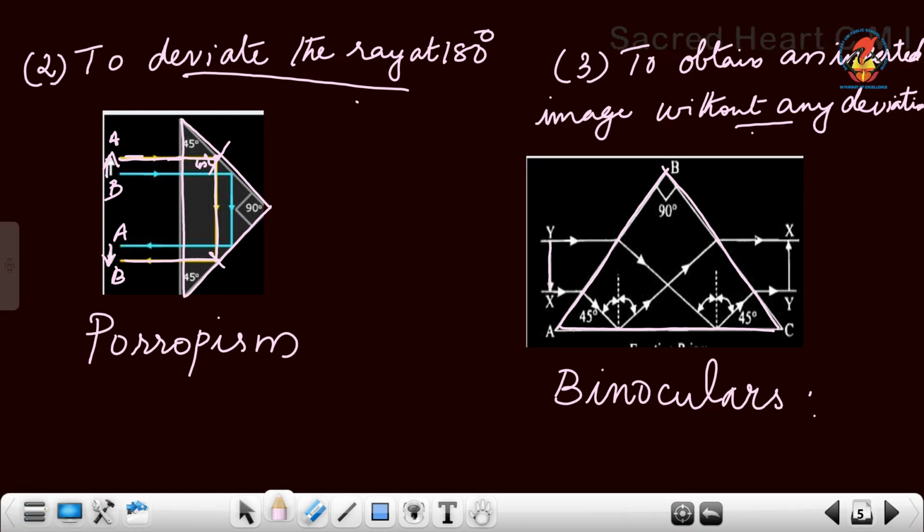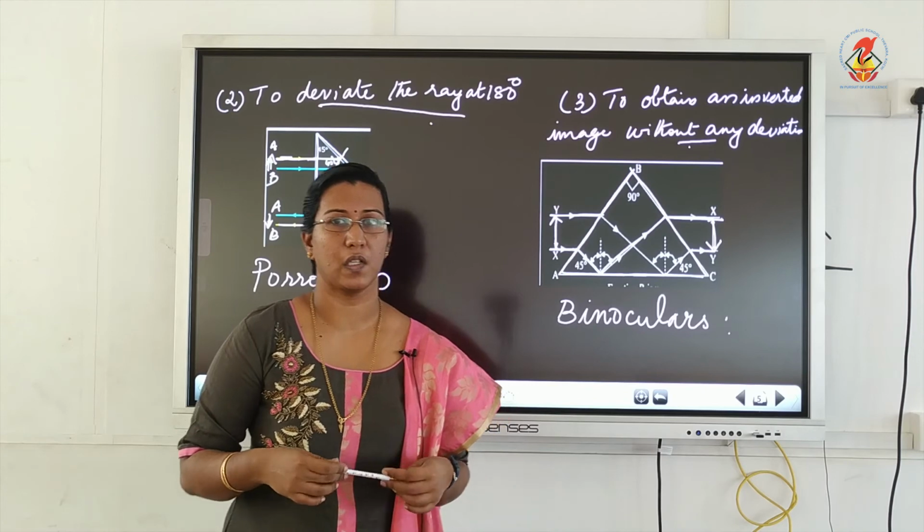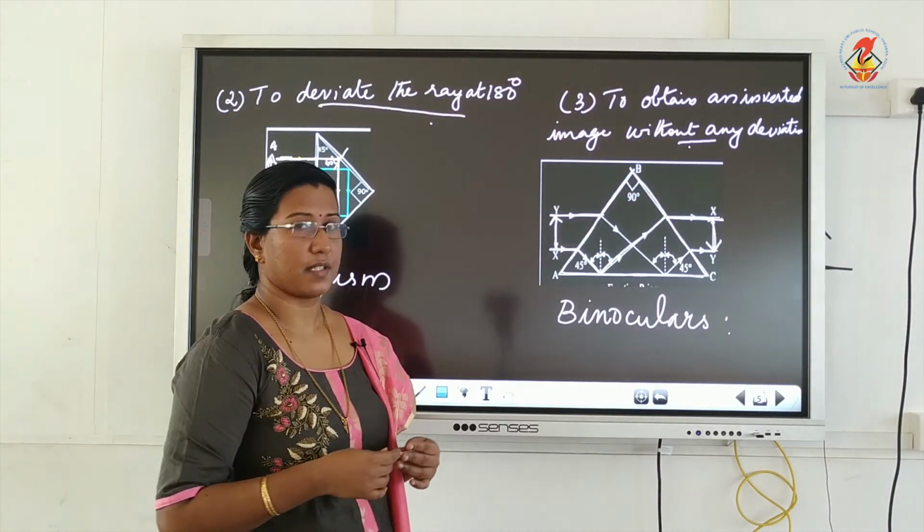Here the object is like this. What happens? The ray comes, hits the surface normally, gets totally reflected, and is incident on the other face at an angle of 45 degrees, which is greater than the critical angle, and gets reflected to the other face again normally. So without any deviation in its path, it emerges out. In the same way you will get the ray from the other point of the object, and you will get an inverted image like this. This arrangement is used in binoculars to see the image of distant objects.